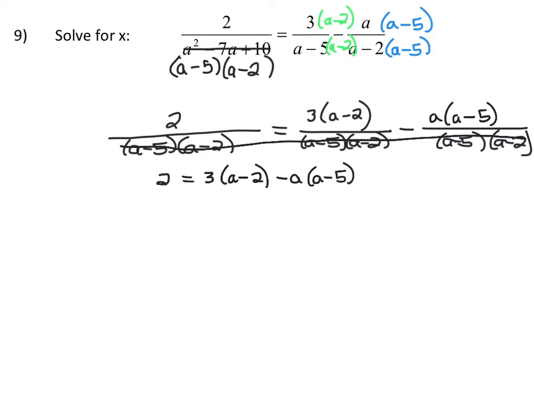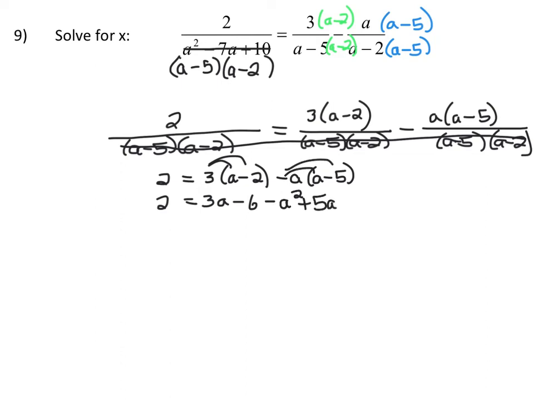Okay, so let's bring down the 2 equals, now let's distribute. 3 times a is 3a, and 3 times -2 is -6. Okay, now, this is a negative a, so you have to distribute this negative a to both terms. If you had done it up here, you would have to think I have a negative a, because there's a minus sign in front of it. Let's distribute a negative a to both terms. Negative a times a would be negative a squared, and negative a times -5 would be positive 5a.